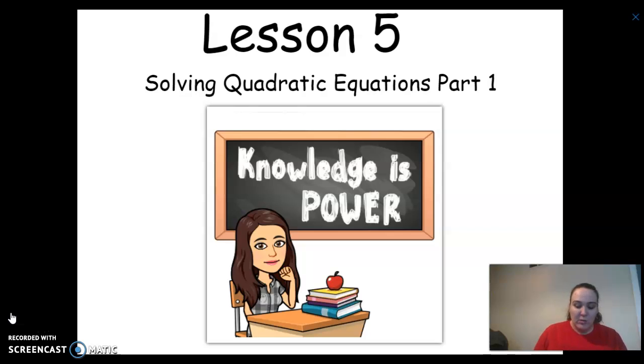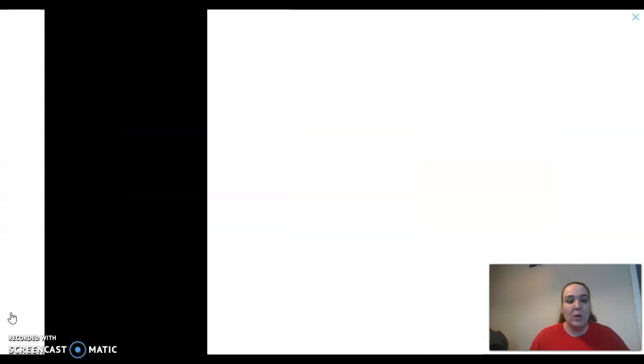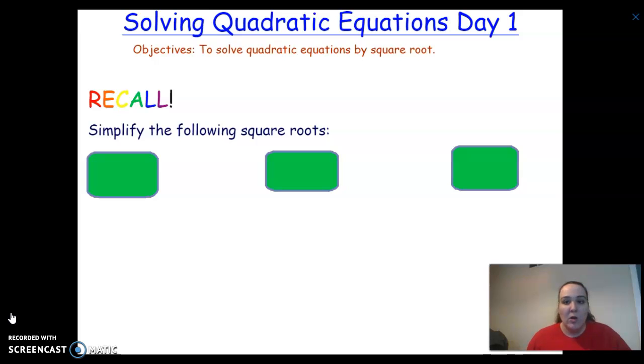We are going to be doing solving quadratic equations today. It says part 1 because we are going to learn 3 different ways to solve quadratic equations over the next couple weeks. Alright, so solving quadratic equations day 1. Our objective today, we are going to solve quadratic equations by square roots.